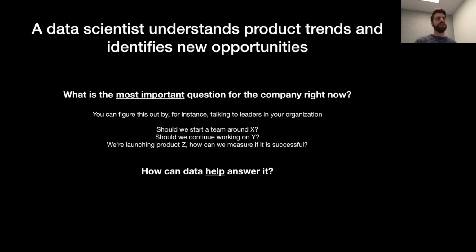The type of questions that will come your way are really more high-level questions that are not data questions, but strategic questions. Should the team start working on product X? Should we continue working on Y, or should we stop working on that? We're launching a certain product. How can we measure if it's going to be successful? These are the type of questions that you're going to be asking yourself. And then the next one is, how can data help answer this question? I'm going to dive a little bit more into that second question now. But one thing that I want to highlight now is the fact that there's this word "help" in here, and I'll explain shortly why I think this is so important.